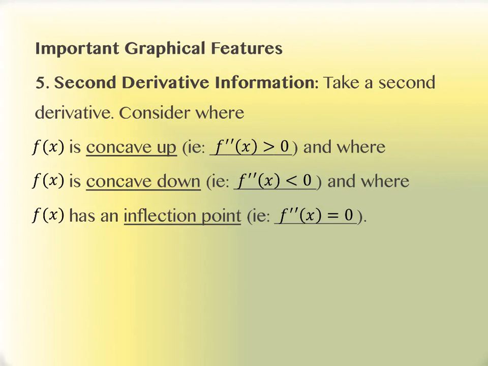And if I have a sign change, that is, a positive on one side and negative on the other side, then I have an inflection point. So these are the 5 pieces of information. I've organized them a little differently than your book did.